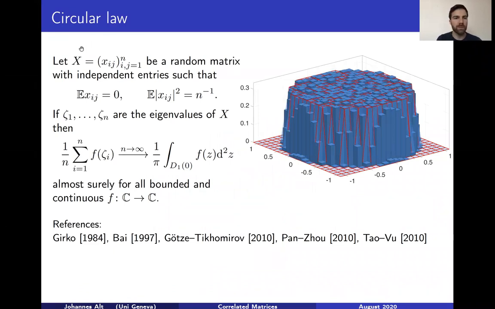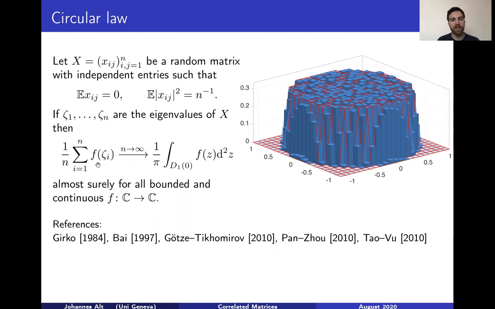The setup is as follows. X is an n by n random matrix with independent entries, such that all entries are centered and of variance 1 over n. In this case, X will not be Hermitian and also not even be normal. Moreover, most of its eigenvalues will be complex. We'll denote all eigenvalues of X by zeta 1 up to zeta n. And with this notation, the circular law reads as follows.